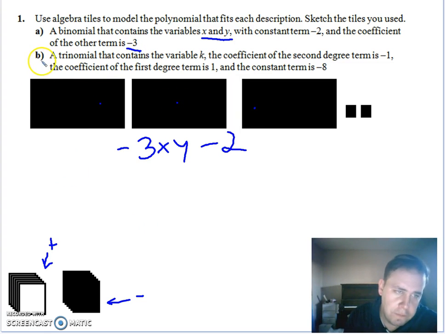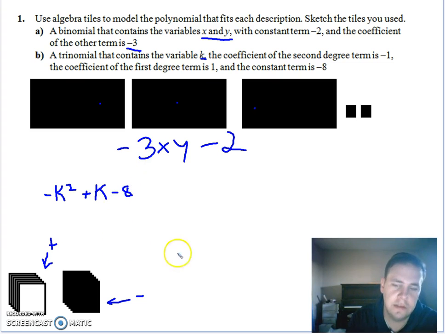Alright, so for B, we have a trinomial that contains the variable k, and the coefficient of the second degree term is -1. Okay, so that would be -k squared. The coefficient of the first degree term is 1. So instead of saying 1k, I could just say k. And the constant is -8. So here's what this might actually look like.